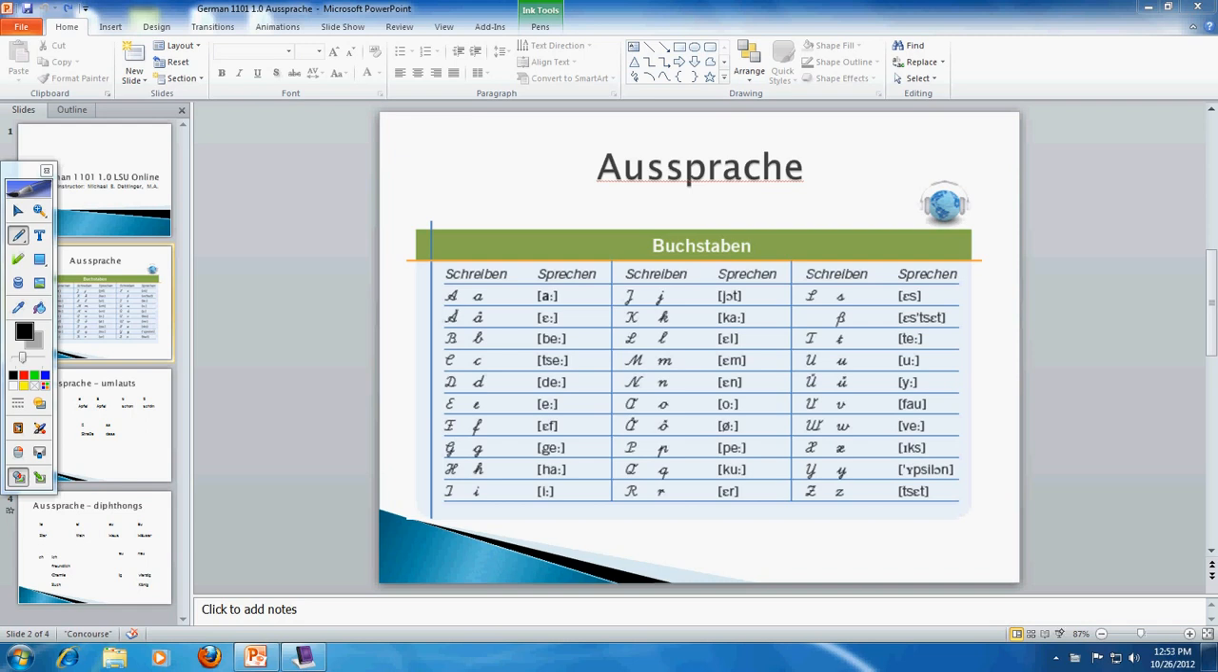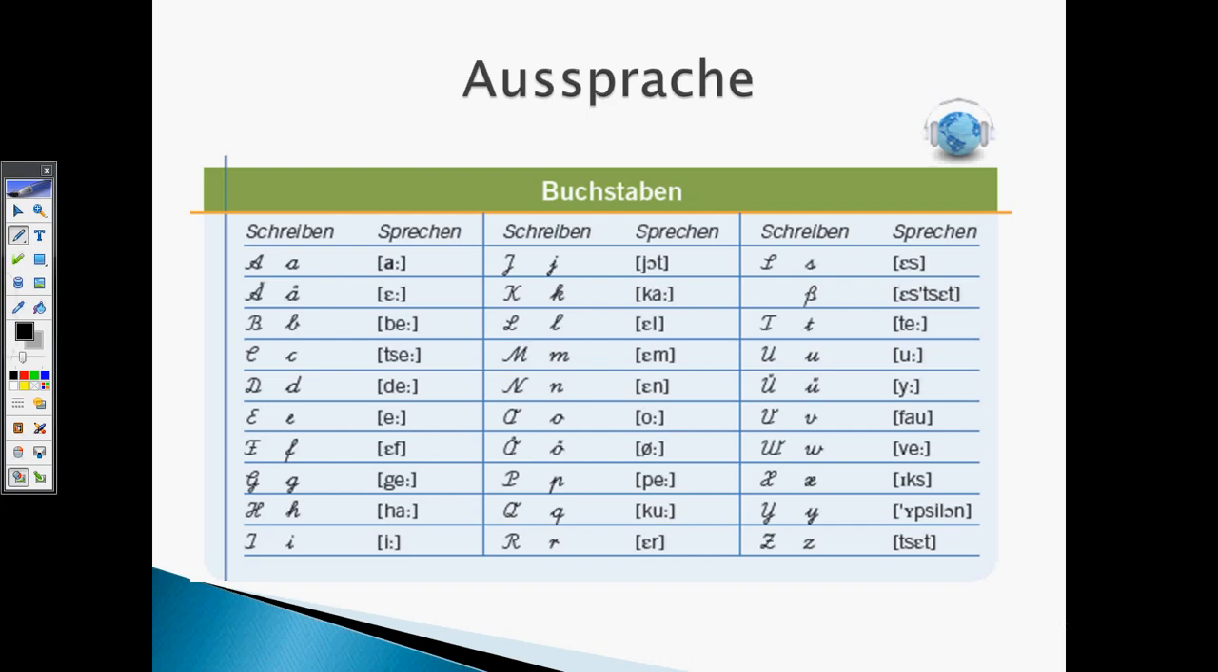Today we're going to go through a brief introduction to the German alphabet, which you can see listed here. We have a list of the German alphabet, and the word at the top there is Aussprache. Aussprache. That just simply means pronunciation.